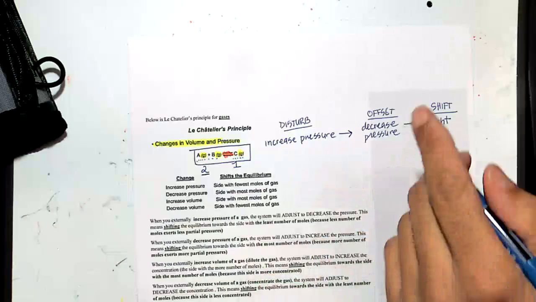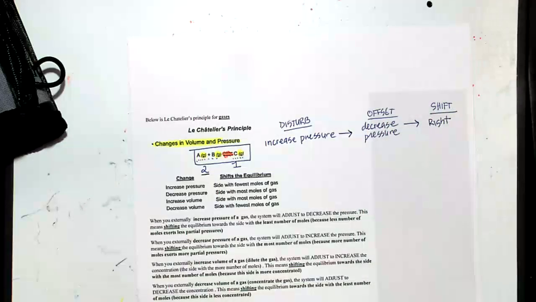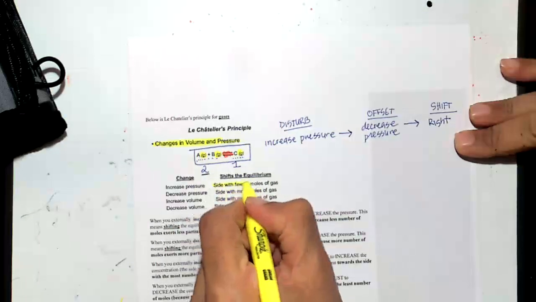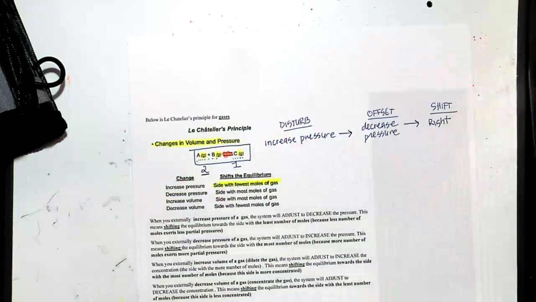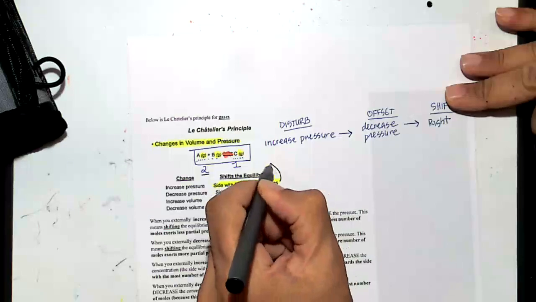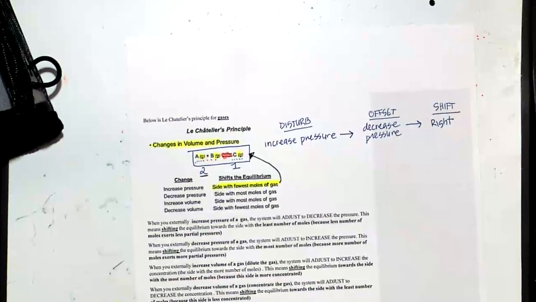In other words, it's going to shift to the side with less number of moles. And in this example above, that's the product side.